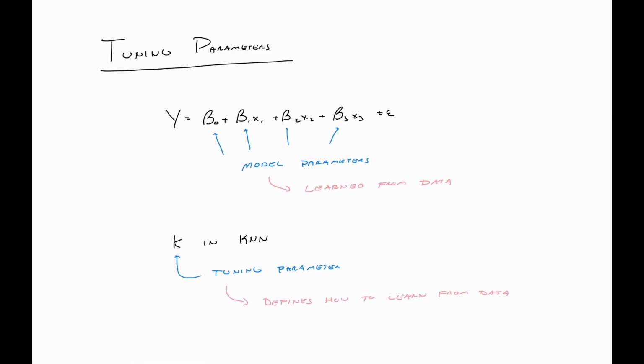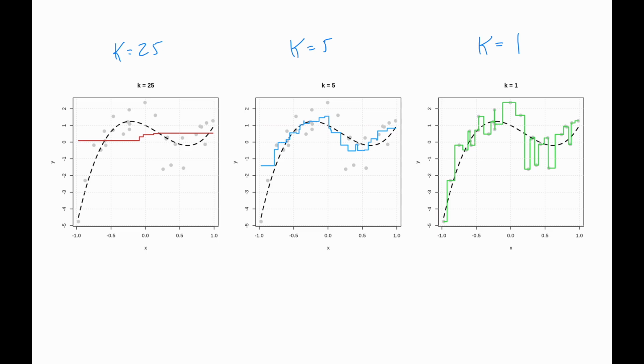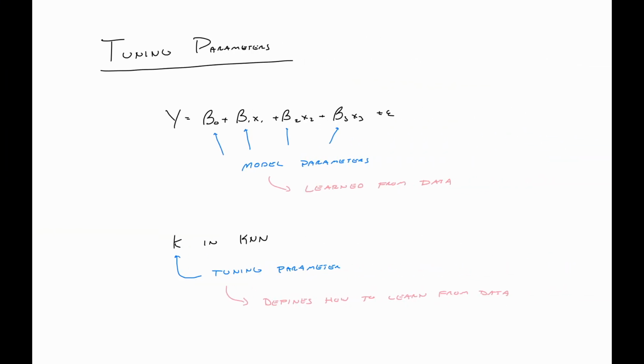Okay, so we've been using this k value, but we haven't given it a name. Previously, when we were looking at linear regression, we had these beta parameters. We said, okay, we're going to assume this form of the model and then, quote unquote, fit this thing to data. And it returns beta 0 hat, beta 1 hat, beta 2 hat, and beta 3 hat. So we call those model parameters, and they are learned from the data.